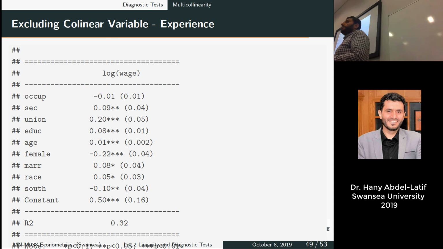So how to check whether you have multicollinearity or not? The main symptom, the main thing that you can notice, is that you have insignificant coefficients but a very high R square. So you have a high R square and at the same time insignificant coefficients, which doesn't really make sense. If you have a high R square, you'd expect to have significant coefficients.